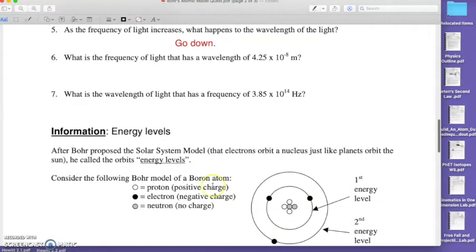What is the wavelength of light that has a frequency of 3.85 times 10 to the 14th hertz?